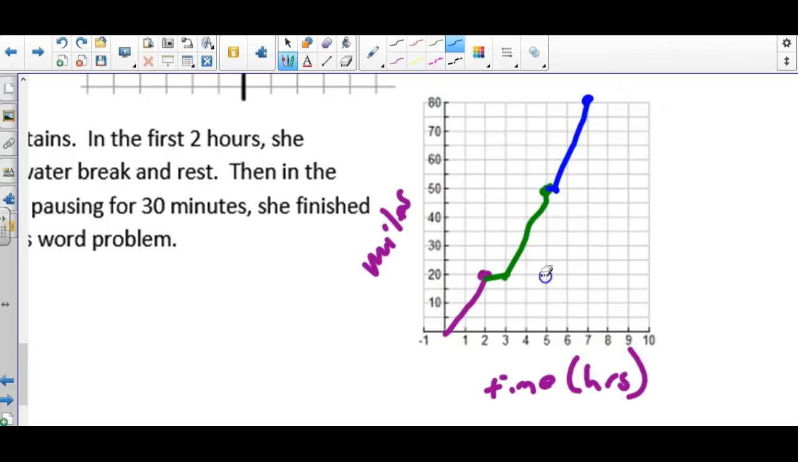This is your graphical representation. I know it's not great. I can't draw a great line, but guys, that's it.